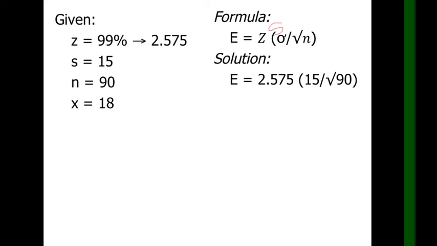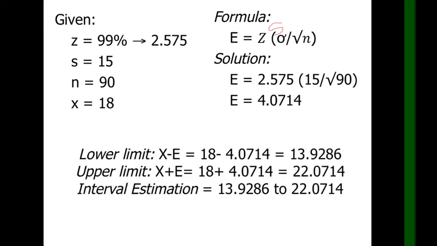So 15 divided by square root of 90 on your phone. Click equals. Then your answer will be multiplied to 2.575. Then click equals. And you will get 4.0714. After getting this answer, we can now get the lower and the upper limit. And then we can get the interval.